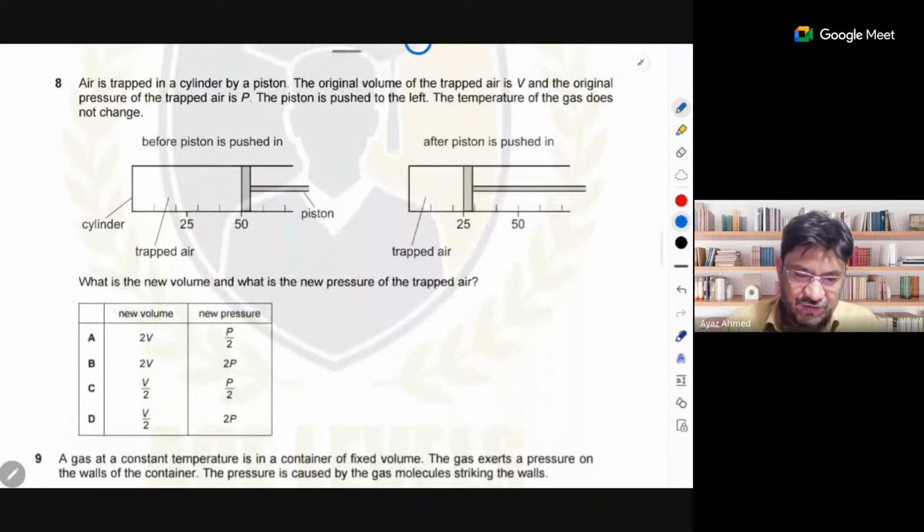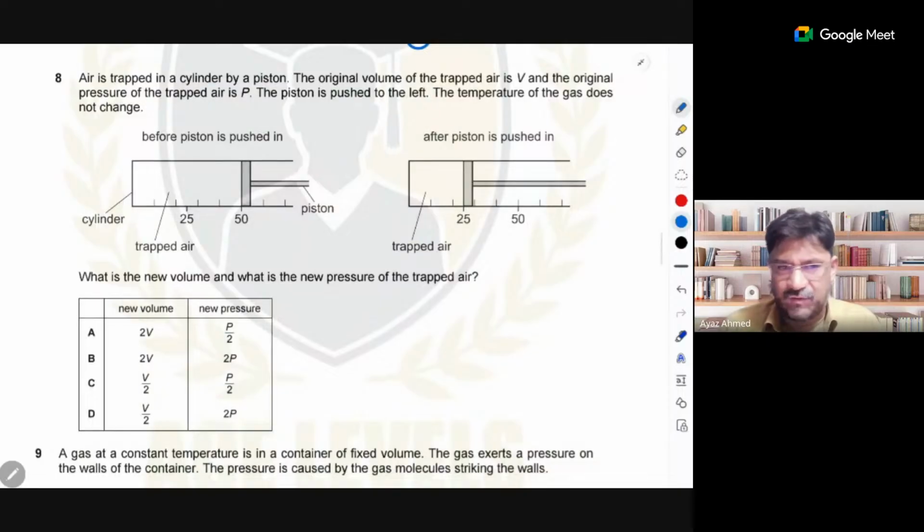Then you have this question. This is again a pressure-volume question, a question on the pressure of gases. The air is trapped in the cylinder by a piston. The original volume is V, and the original pressure is P. The piston is pushed to the left, which means the volume has been reduced. The temperature of the gas has no change. What is the new volume and what is the new pressure of the trapped air?